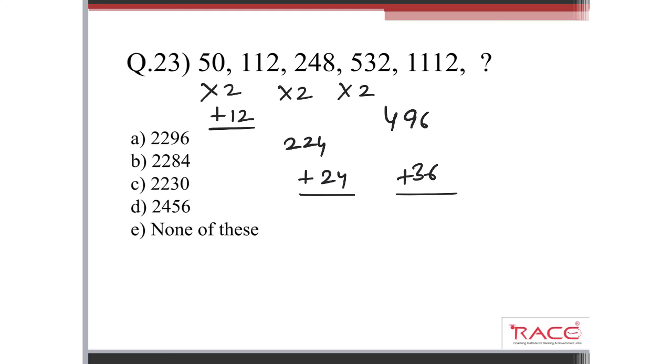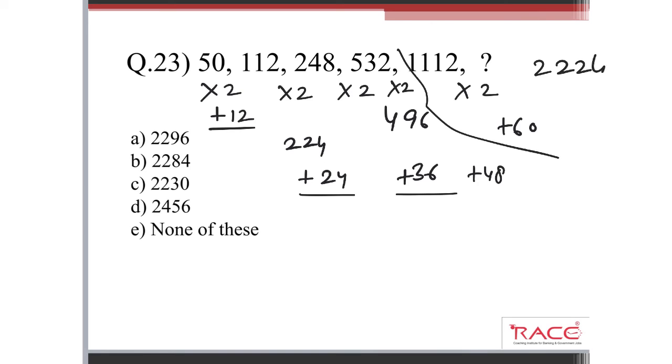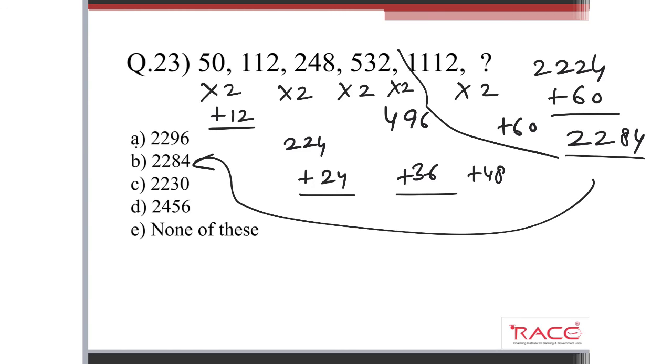So the value is a multiple of 12. So next multiply by 2 plus 48, multiply by 2 plus 60 in this case. So if I multiply by 2, it will be 2224 plus 60. The answer will be 2284. So 2284 is my answer, option number B. So option B is the answer, and this is the pattern here. You can see every digit we are multiplying by 2, but adding first 12, then 24, 36, 48, and finally we are adding 60, and we are getting the answer 2284.